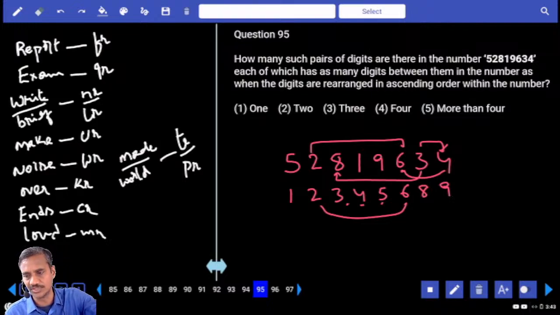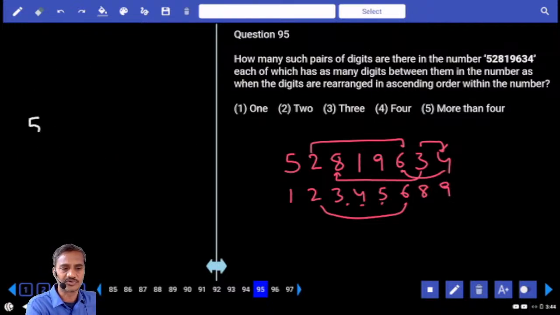Then 1, 2, 3, 4. And 3, 8, 9. 6, 8, 9. 1, 2, 3, and 4. And 8, 9. Anything else you have? As of now we have got 4. And next one 4, 5, 6. 4, 5, 6, 8, 9. 1, 2, 3, 4. 2, 3, 4, 5. And so altogether we have some 4 such pairs.